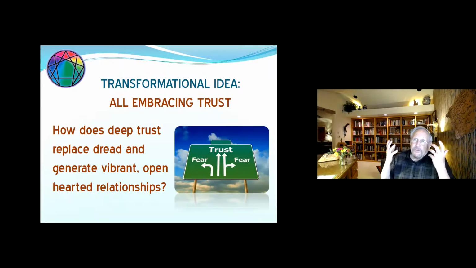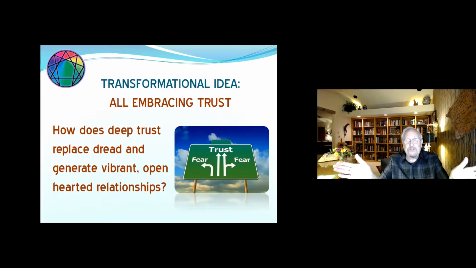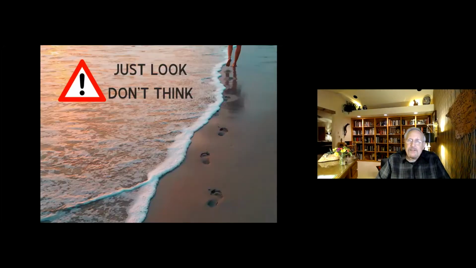And he says, in terms of advice, that what the 6 is yearning for is this all-embracing trust. Instead of always seeing the fearful things, the question is, how does deep trust replace dread and generate vibrant, open-hearted relationship? And the practice that he recommends is this, very simple. Just look, don't think. Because the 6 is always thinking. And then, okay, I won't think, and I'm thinking.